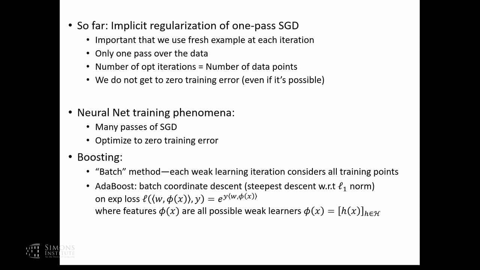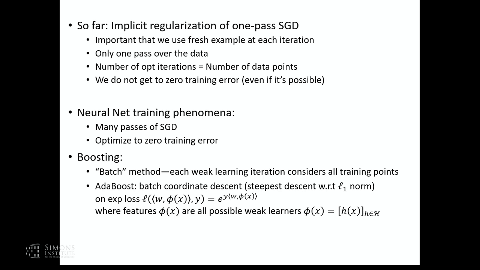So after this one pass, we're not at the empirical risk minimizer. We still have substantial training error, and the number of iterations in particular is equal to the number of data points. This is very different from the phenomena we saw at the beginning, where we either use some batch method or use stochastic gradient descent with many, many passes and actually drove the optimization error down to zero. That's not what we saw so far.